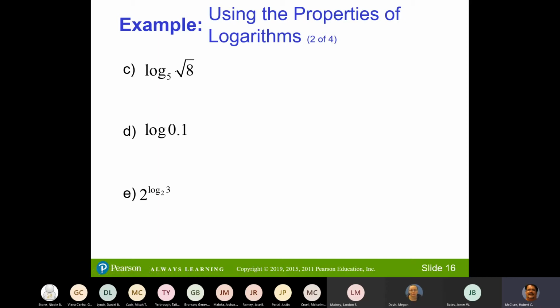Log base 5 of the square root of A. Log 0.01 or 0.1 and 2 log base 2 of 3.